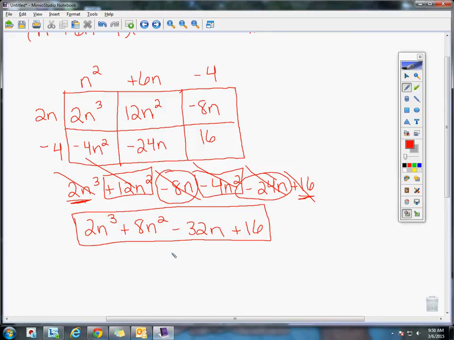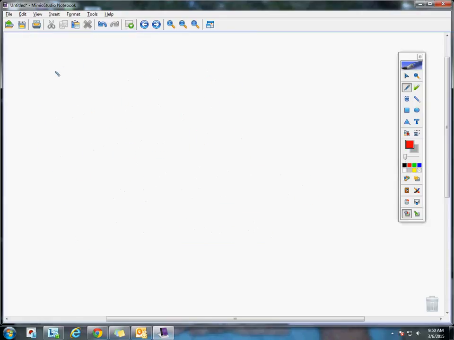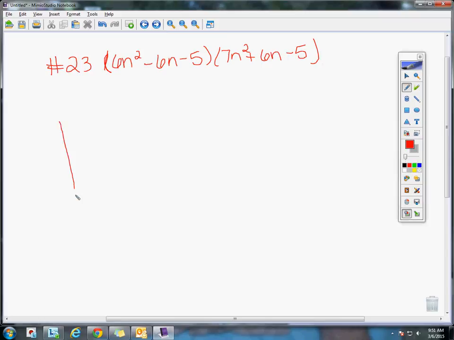Alright, and the last one, I'm not going to work it out, but I'm going to help set it up, and that's going to be number 23. You have 6n squared minus 6n minus 5, and you are timesing that by 7n squared plus 6n minus 5. Okay, you're doing a trinomial times a trinomial, so you're going to have a pretty big box.